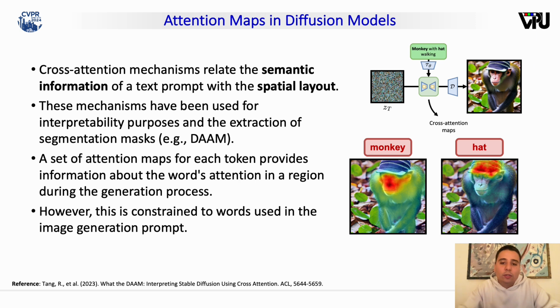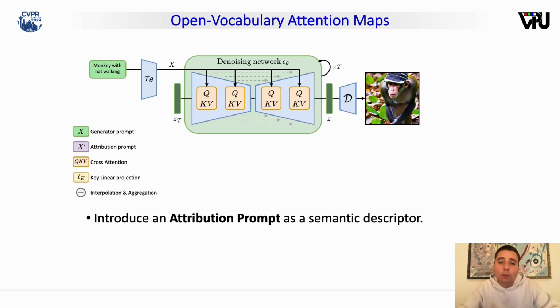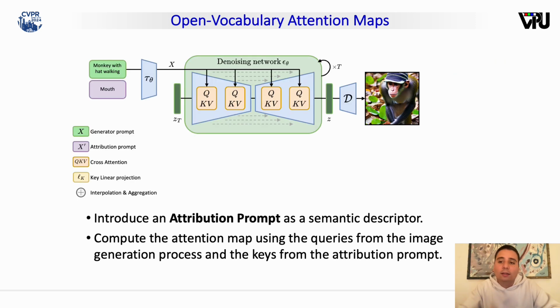However, the direct use of these attention matrices is constrained to the words in the text prompt, which is limiting for tasks like open vocabulary semantic segmentation or understanding the influence of words not explicitly included in the prompt. To address this, our work proposes a generalization of these attention matrices, formulating open vocabulary attention maps. To tackle this, we propose the introduction of an additional attribution prompt to act as a semantic description for the attention maps used in generating segmentation masks.